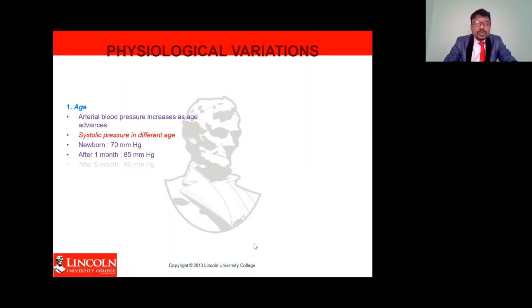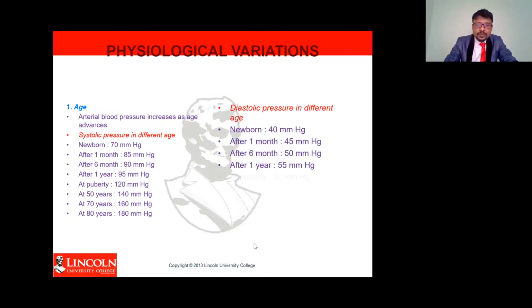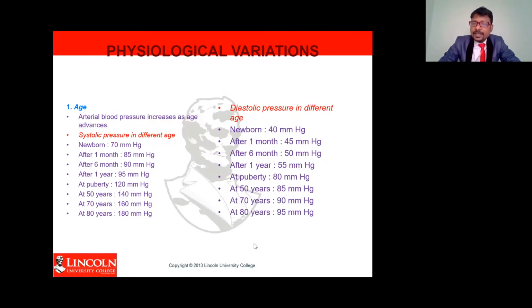Now, how is this blood pressure affected by some variations and factors? If you see, according to the age factor, blood pressure is going to be altered. Just as we saw with temperature, blood pressure also gets altered. In the newborn, the systolic pressure will be only 70 mmHg, whereas the normal adult is around 120 and 100. In the newborn it will be only 70 mmHg systolic, and diastolic will be 40.